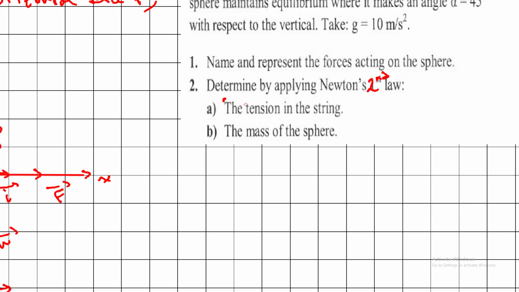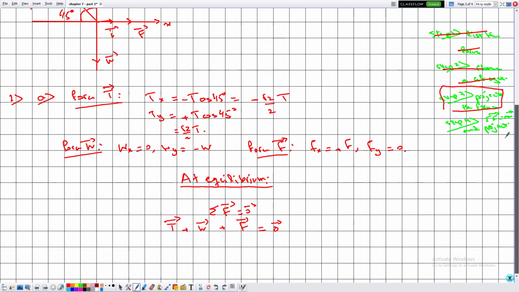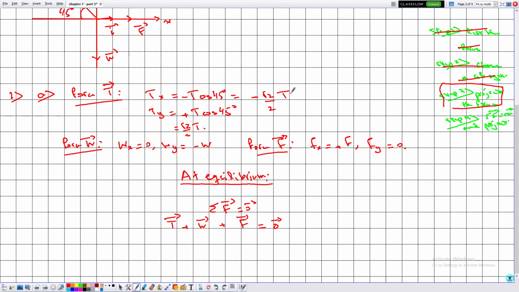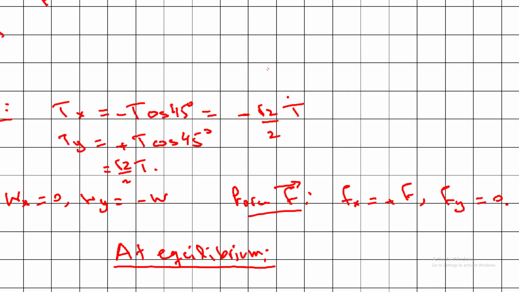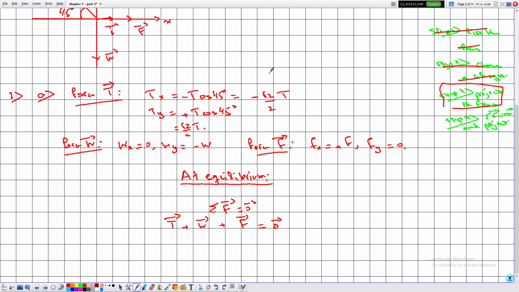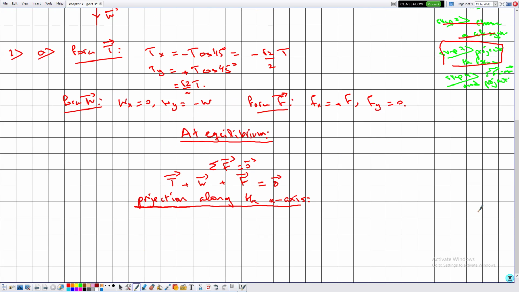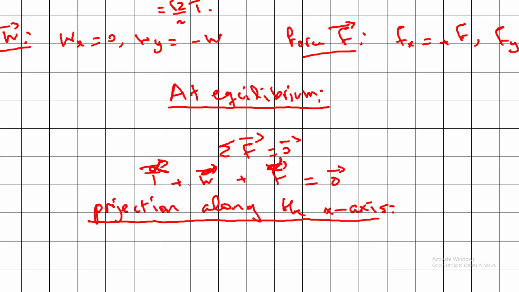Now in part A, we are interested in determining the tension. So notice that the tension appears in the x component. So let's use the x component. Let's say projection along the x-axis. Then in this case, simply we drop down the vectors and each vector quantity will carry the label x.